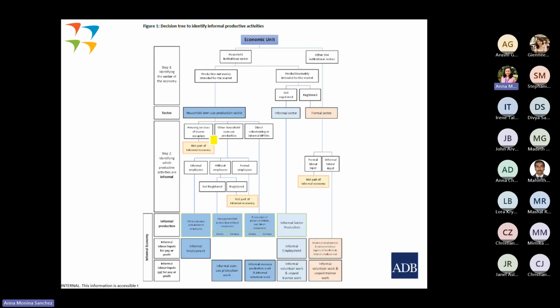Okay, another diagram here shows a decision tree. All diagrams and frameworks here are part of the SNA 2025 recommendation. So if we look at an economic unit, let's just focus on households here for a while. So we have a household. Let's say that its production is not mainly intended for the market, so it would be part of the household own use production sector. But recall that a portion of this would also be part of your informal economy.